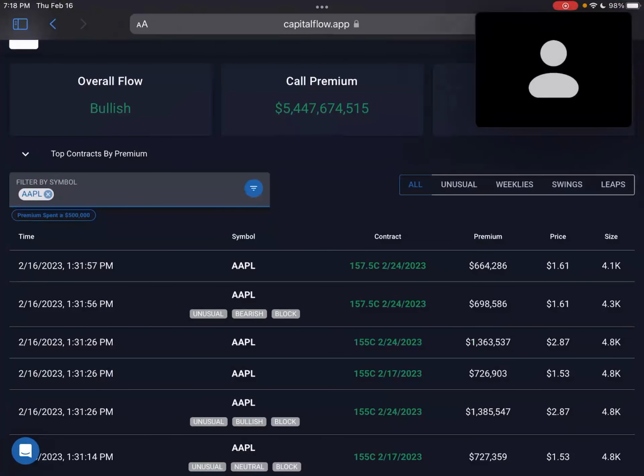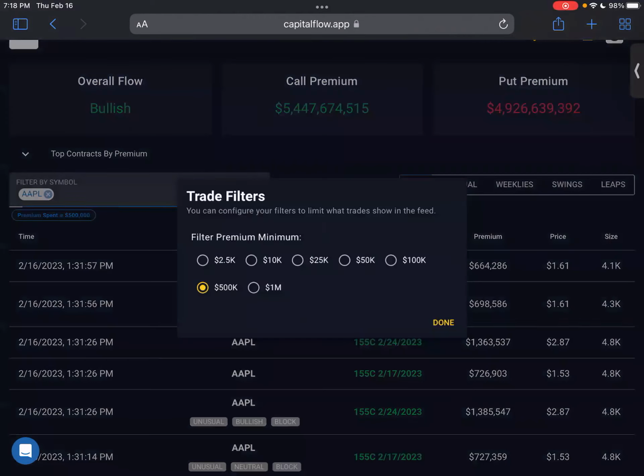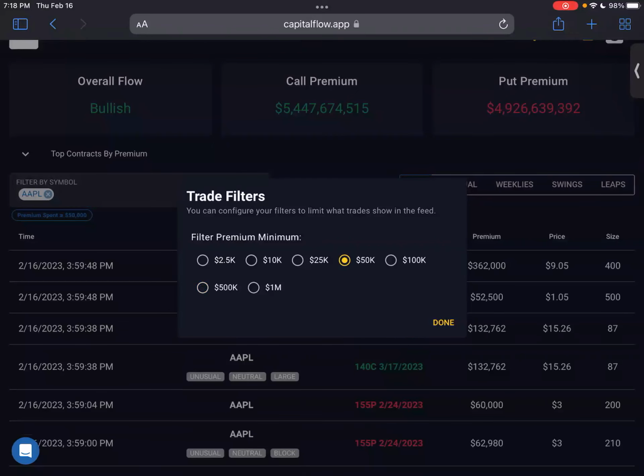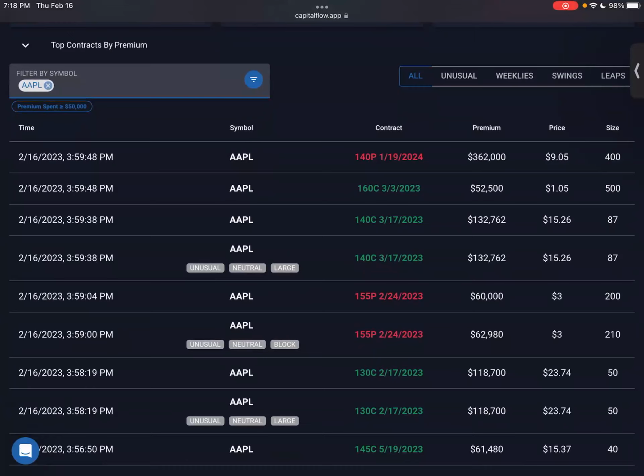Sorry about that, y'all. So again, in case I didn't mention it, that minimum premium button is literally just this blue button that exists in that same box where you see filter by symbol. So you click that blue button with the 3 lines and you can choose a minimum premium, right? So say if we set it at $50,000, now instead of seeing all those small Apple orders, we're gonna see anytime somebody spends $50,000 or more on an Apple contract.